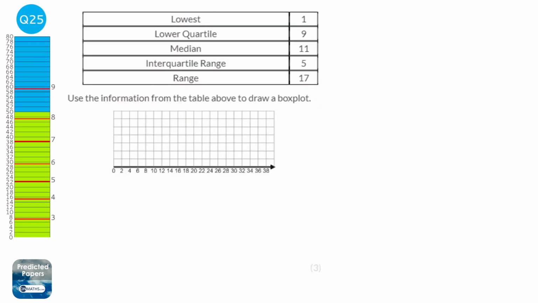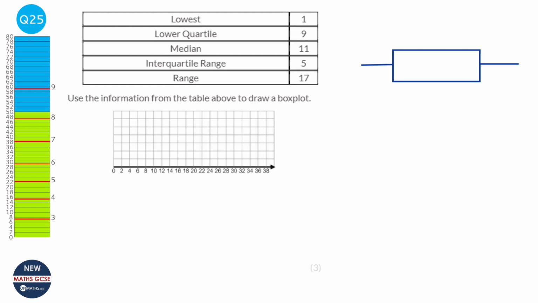A box plot starts with the lowest value, then it goes to the lower quartile. So we have the lowest value, then the lower quartile, and then we have the median, then the upper quartile, and then the highest value. So lowest value is at 1 on this one. And normally we just put a little line at the end here. So we're going to put a line at 1. And I'm just going to put that line there. A little bit further to the right.